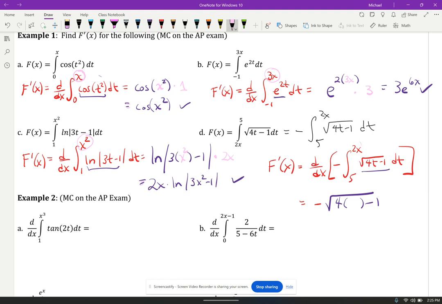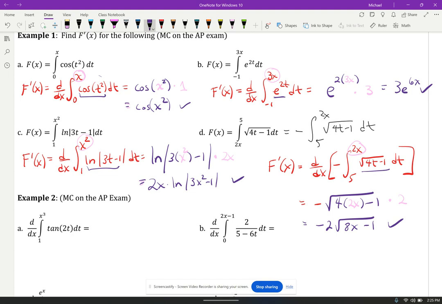What is that something? Well, it's the variable limit of integration. But then don't forget to multiply by the derivative of the inside, which is 2. My final answer would be negative 2 times the square root of 8x minus 1. And we're done.